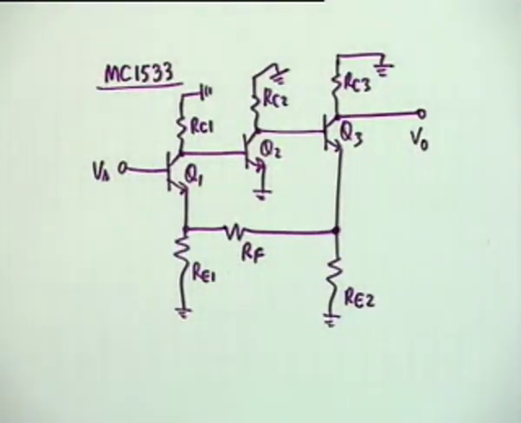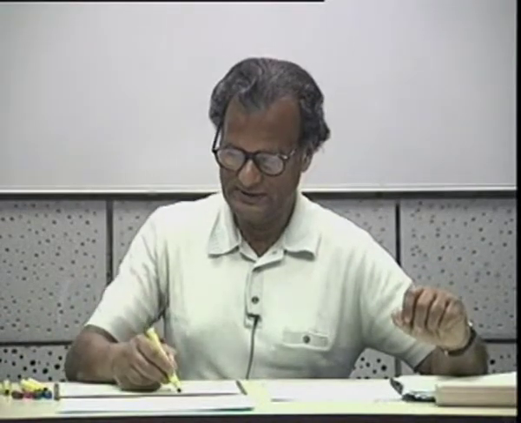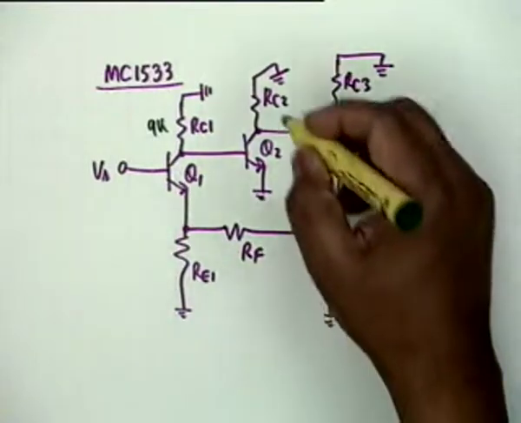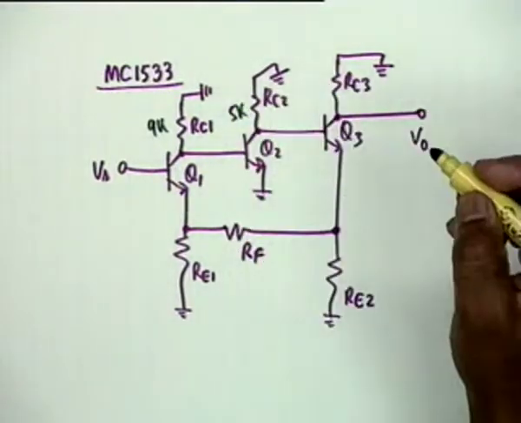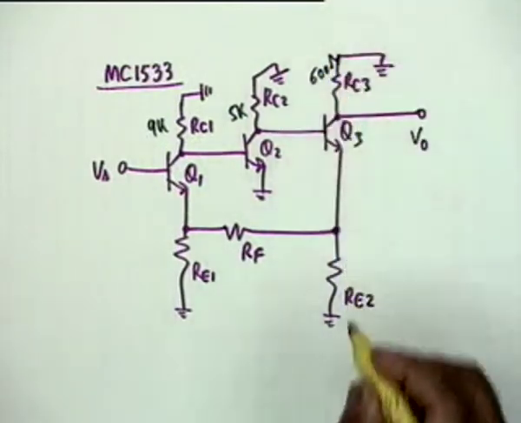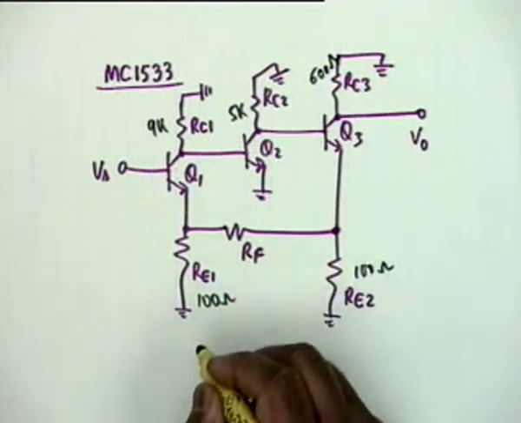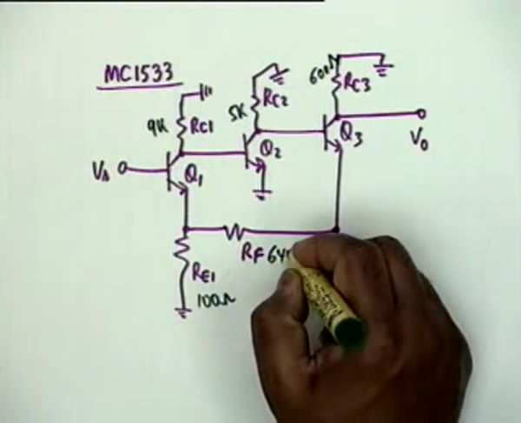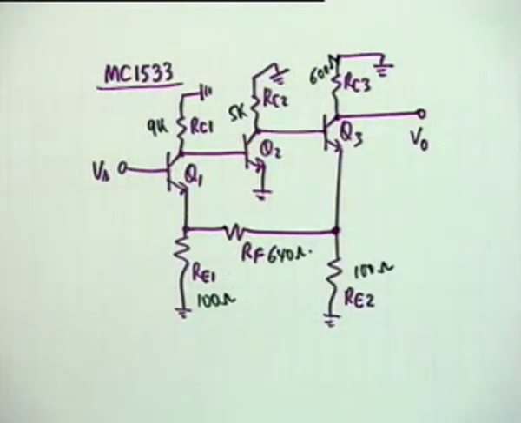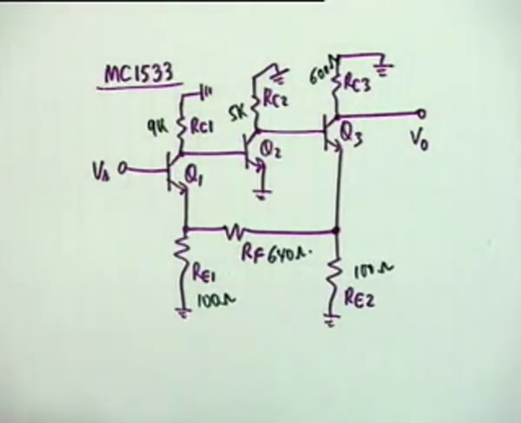Now let us see, let me first indicate the element values, typical element values. This is 9K, this is 5K, this is only 600 ohms, this is 100 ohms, this is also 100 ohms, and this is 640 ohms. This is the kind of values that you use in an IC chip.